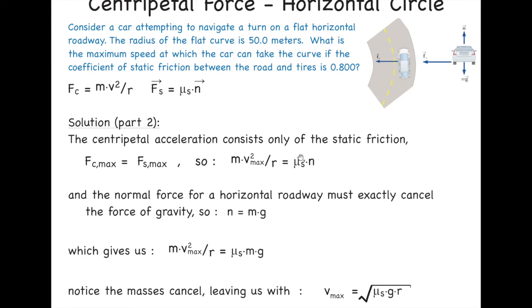Finally, if we plug in mg for the normal force, we get v max squared over r is equal to mu s times mg, and we immediately see now that the m's nicely cancel, and this becomes independent of the mass. We end up with an equation that tells us that v squared max is just equal to mu s g times r. I'm sorry, mu s g times r, because this m already canceled that m. So v max is the square root of mu s g r.